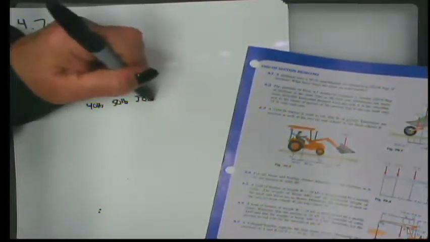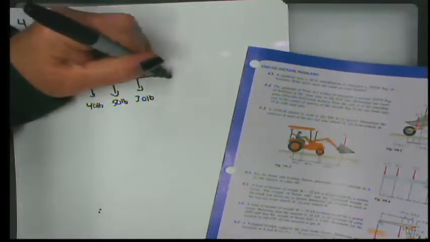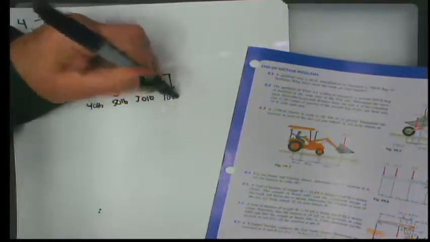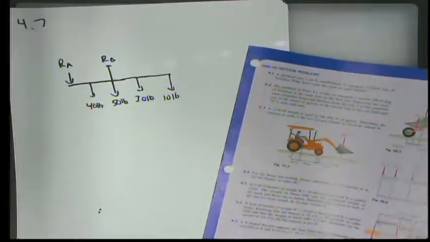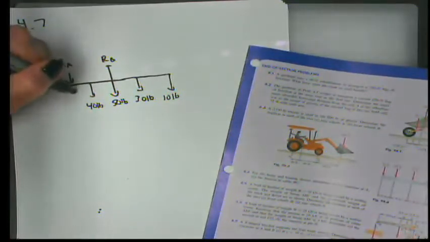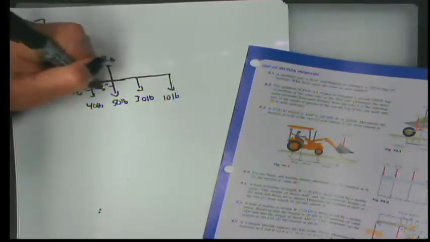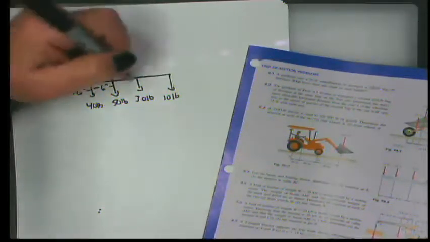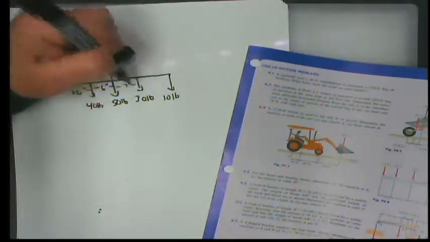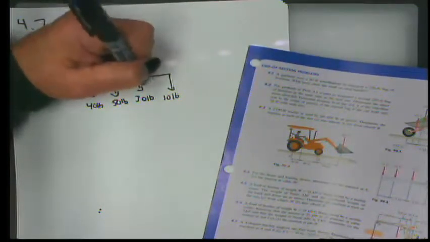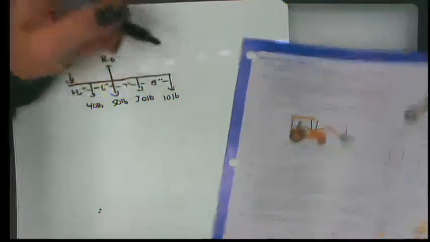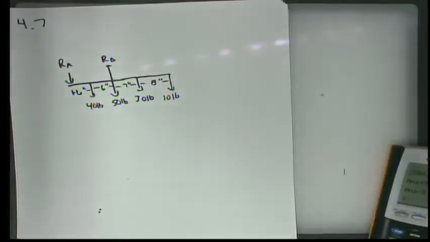Then we have a 30-pound load and a 10-pound load. Okay, we're also told that this distance is 6 inches. This distance is also 6 inches. I'm using the 7-inch distance here, and this distance is 8 inches. All right, same thing. We have 2 dimensions.